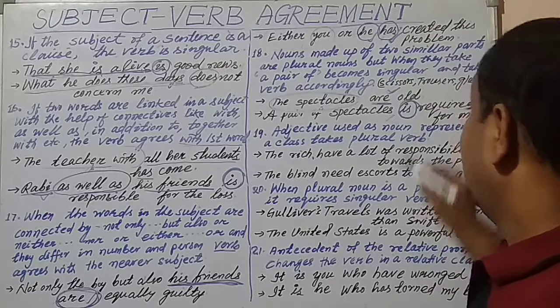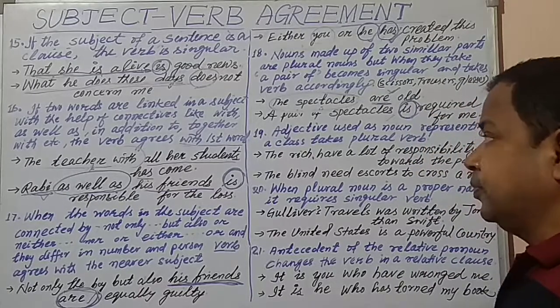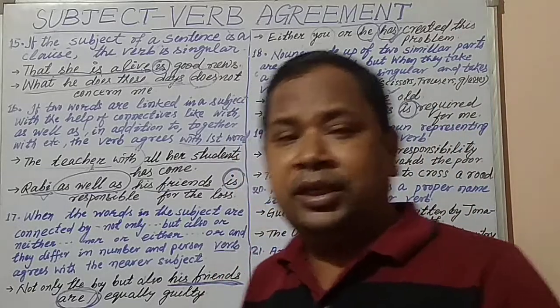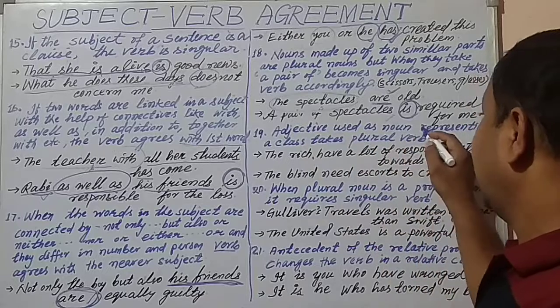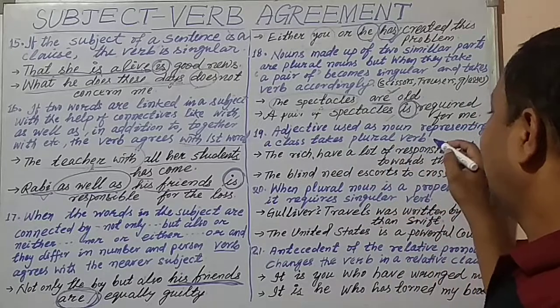So it is verb is also singular. So it will take singular verb. Okay. We will now see the next point, next rule. What is the next rule? Adjective used as a noun representing a class takes plural verbs.